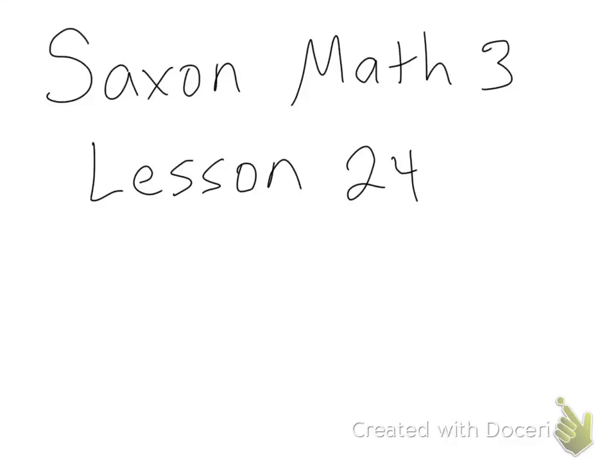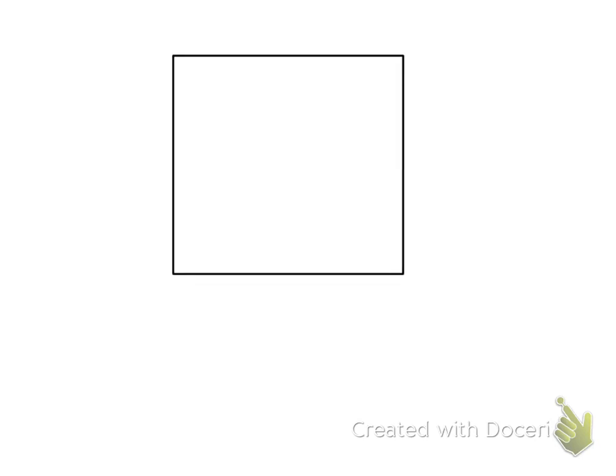Hi, today's lesson is lesson 24, how to write fractions using a fraction bar. So we've been dividing and shading parts of a square. When we divide a square into fourths, how many equal pieces do we have? We have 4 equal pieces.